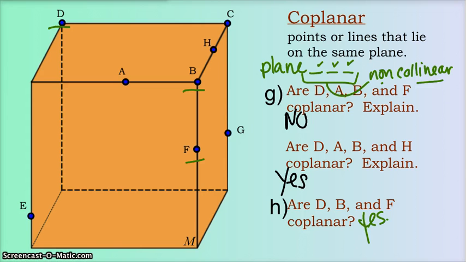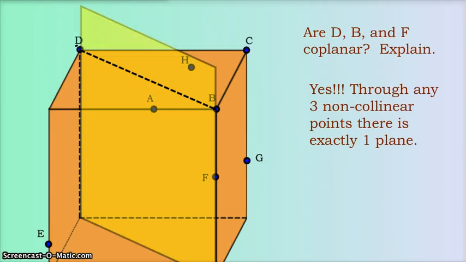Think about this for a moment. If you had a cube and you were swinging an axe down at it, you would have a rectangle if you were to open up the inside of the cube. Look at this graphic. Here in yellow it shows the plane that could be formed by points D, B, and F. So yes, through any 3 non-collinear points, there is exactly 1 plane.